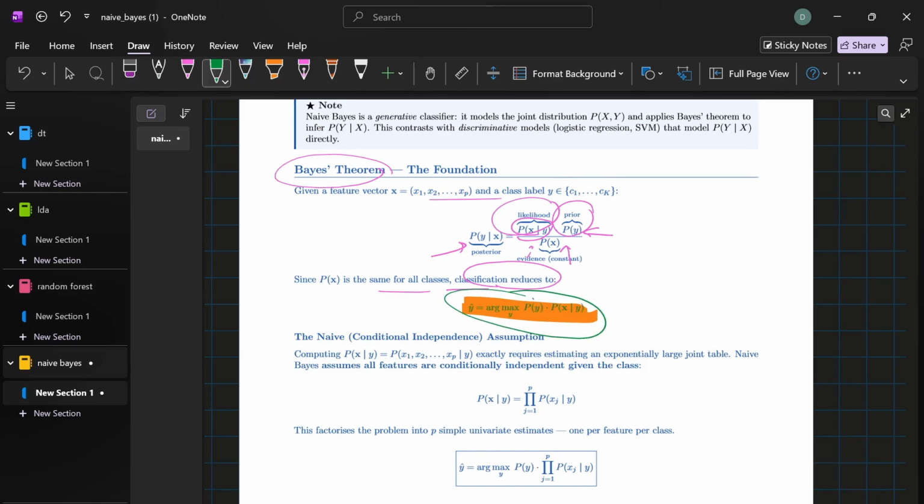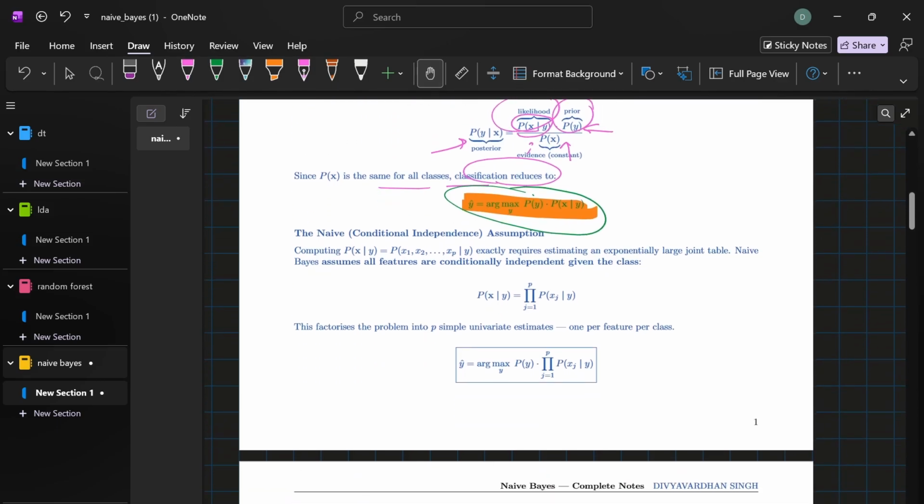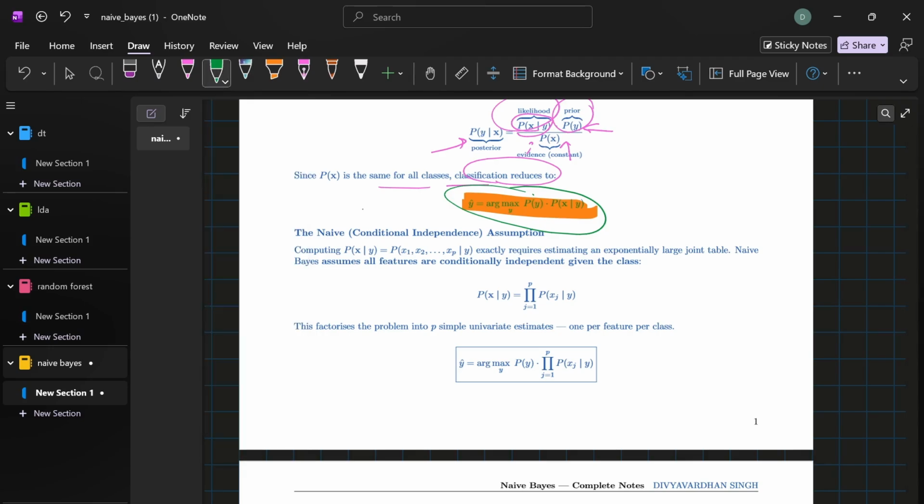The prior p of y is easy. It just shows how often each class appears in your training data. If 30% of your mail is spam, your prior for spam is 0.3. The hardest part is the likelihood, p of x given y. Your feature vector x might have hundreds or thousands of features, and computing the full joint probability is computationally impossible. That's how we get into the naive part.